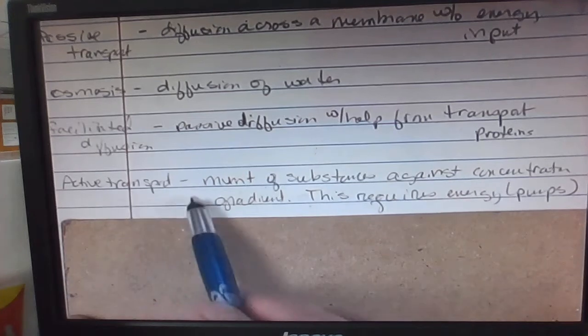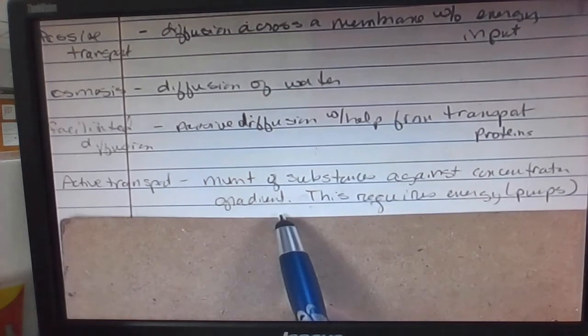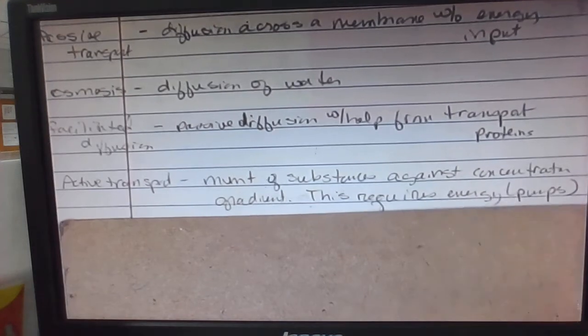Active transport is the movement of substances against their concentration gradient. This requires energy.